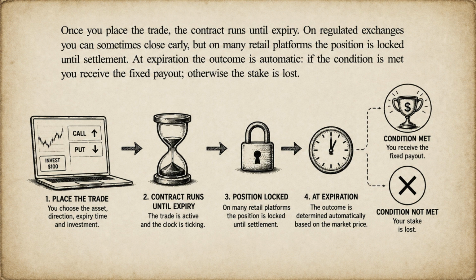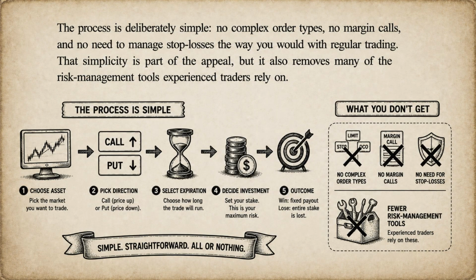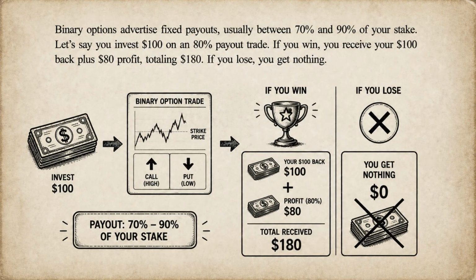Once you place the trade, the contract runs until expiry. On regulated exchanges you can sometimes close early, but on many retail platforms the position is locked until settlement. At expiration the outcome is automatic. If the condition is met you receive the fixed payout, otherwise the stake is lost. The process is deliberately simple, no complex order types, no margin calls, and no need to manage stop losses the way you would with regular trading. That simplicity is part of the appeal, but it also removes many of the risk management tools experienced traders rely on.